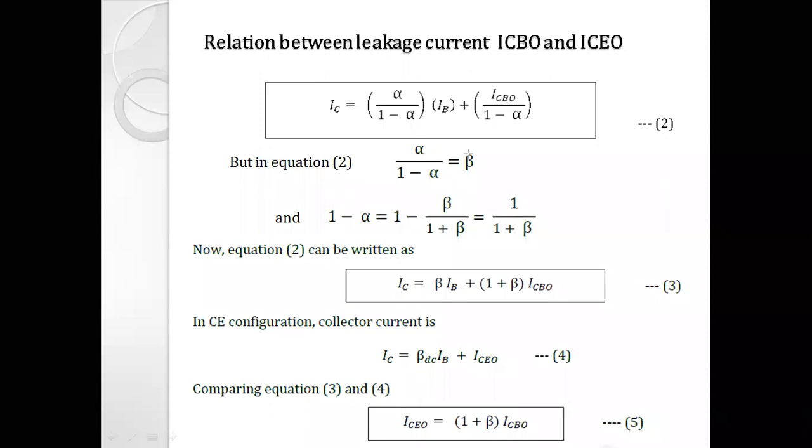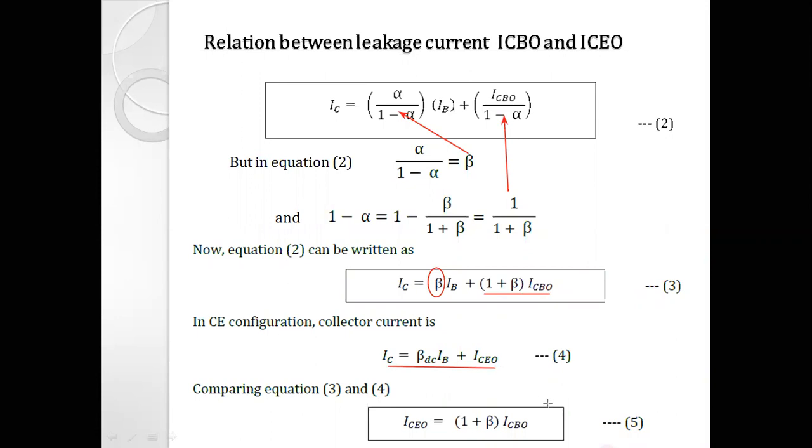That is, first one is this beta. So here we have beta into this equation, and 1 minus alpha is nothing but 1 divided by 1 plus beta. So when this is substituted into this equation, we get this (1 plus beta) into ICBO. But in common emitter configuration, the collector current is given by IC equal to beta DC IB plus ICEO, right?